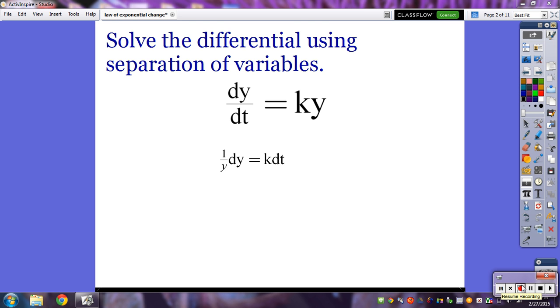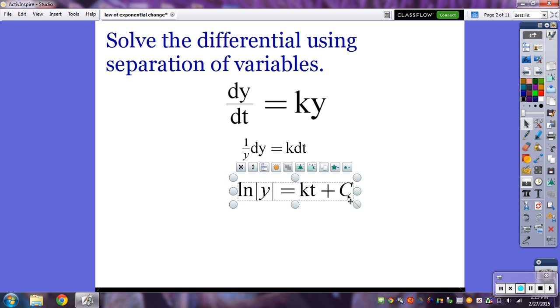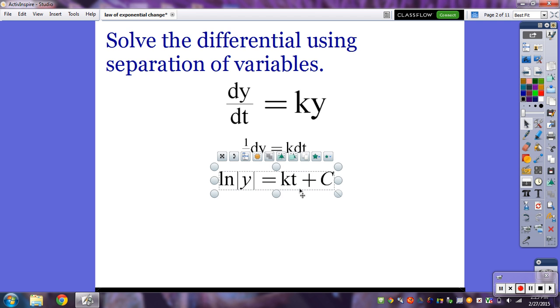Then from there we would want to integrate both sides, and you may recognize the left side as an integrand for a natural log. On the right, remember k is a constant, it's just a number. So when I integrate with respect to t, the variable that I get as a result is t. And so when I integrate to solve the differential equation, I get this: the natural log of the absolute value of y is equal to kt plus c.